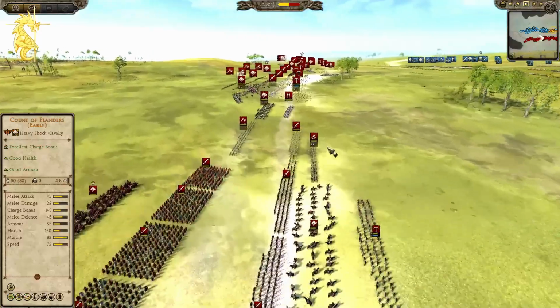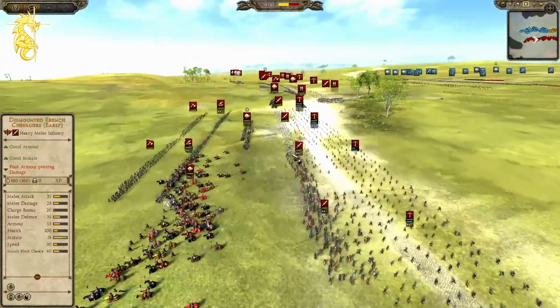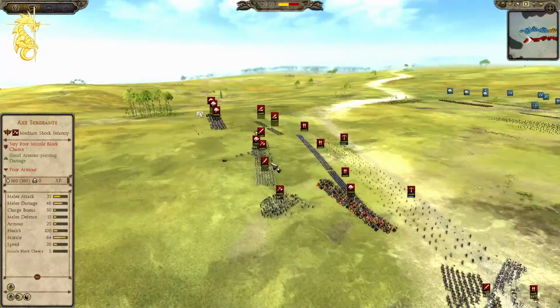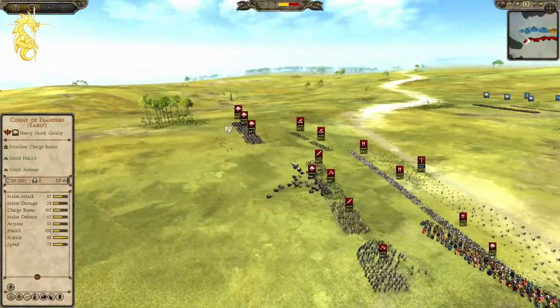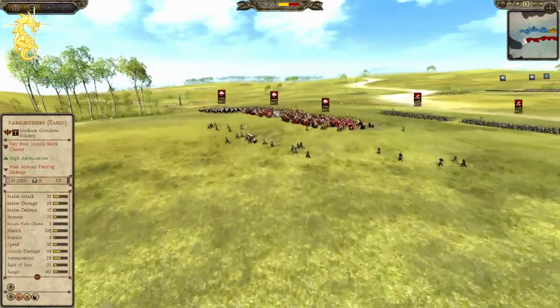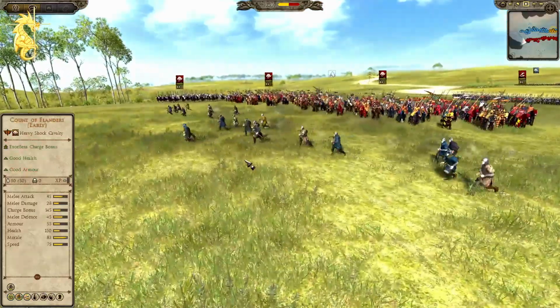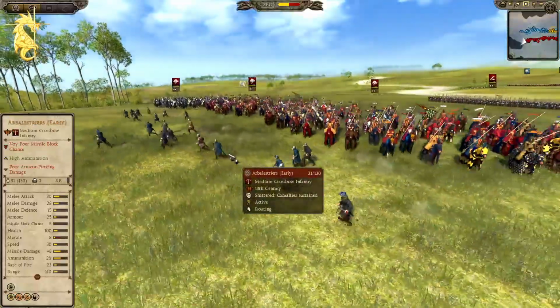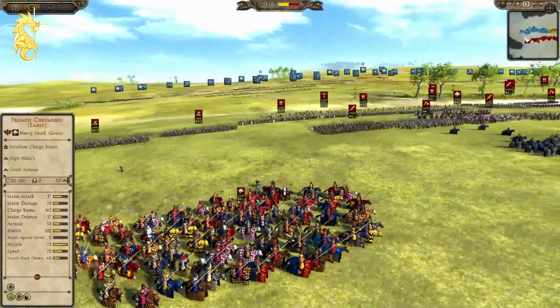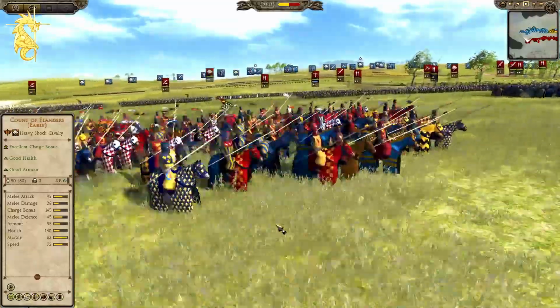It looks to me like the French side here is just trying to readjust their lines a little bit. Did have a unit break here from the French. Some arbalisters gone. That's not good. They need those. Some chevaliers.